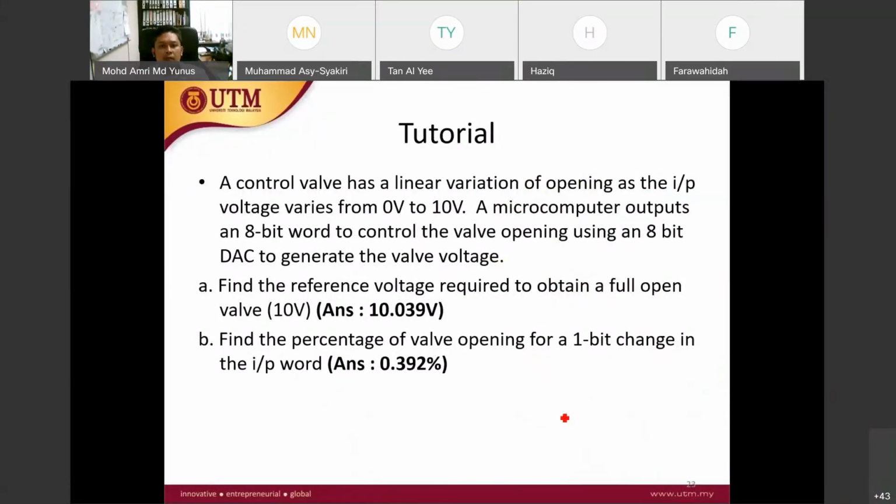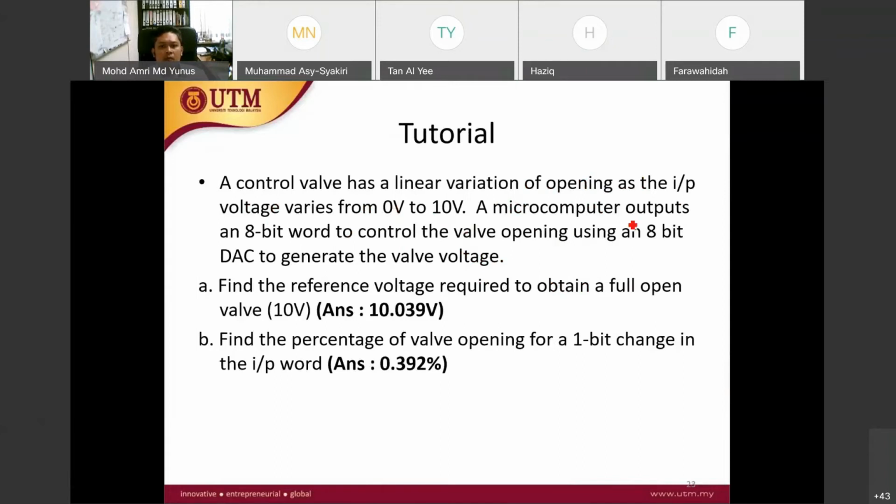Okay, so let's look at this example. We read the statement here. A control valve has a linear variation of opening as input varies from 0 to 10 volt. Okay, 0 to 10 volt.